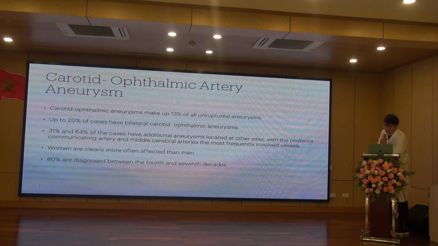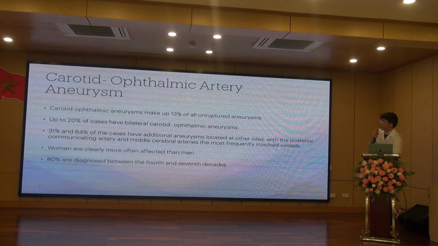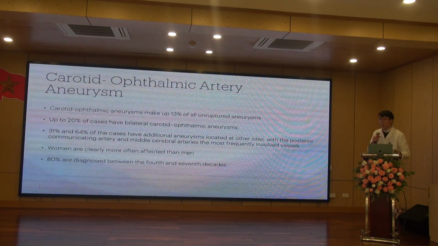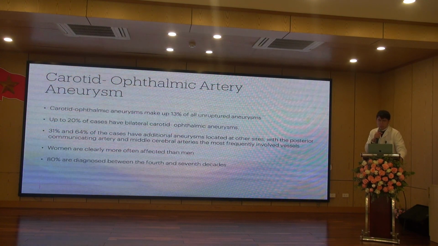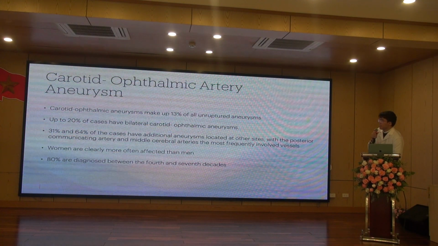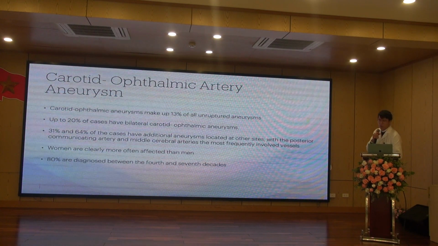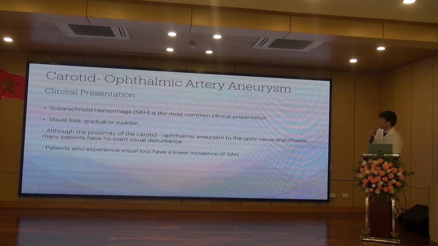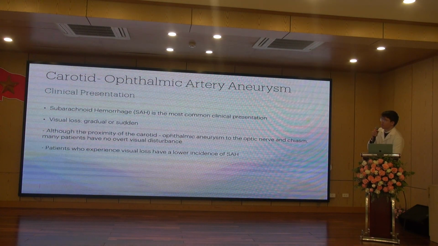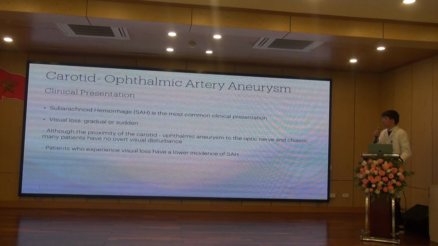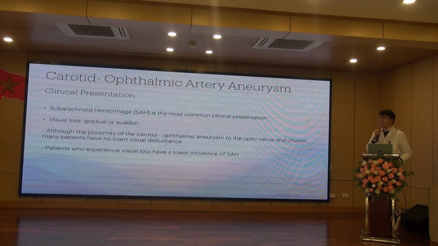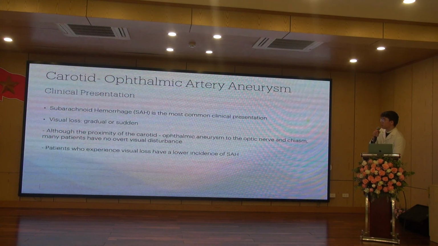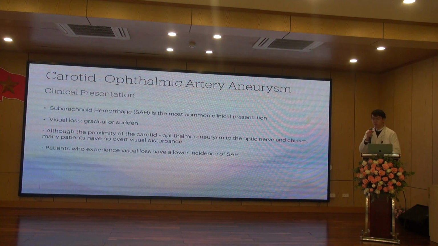In carotid ophthalmic aneurysm, up to 20% of cases have bilateral aneurysms, and 30 to 60% of cases have an aneurysm elsewhere in the brain. Women are clearly more often affected than men. The age of onset is from 40 to 70. For the clinical presentation, the most common is subarachnoid hemorrhage. Although the aneurysm is close to the optic nerve or optic chiasm, many patients have no visual disturbance. Interestingly, patients who experience visual loss have a lower incidence of subarachnoid hemorrhage.